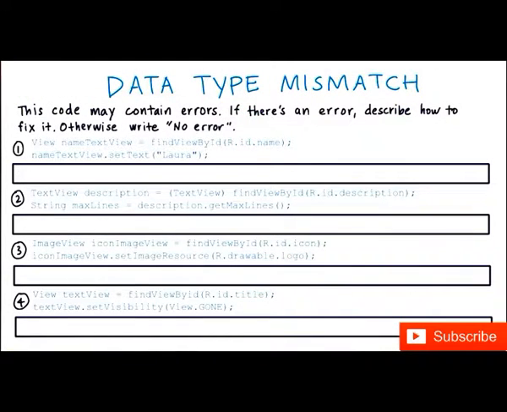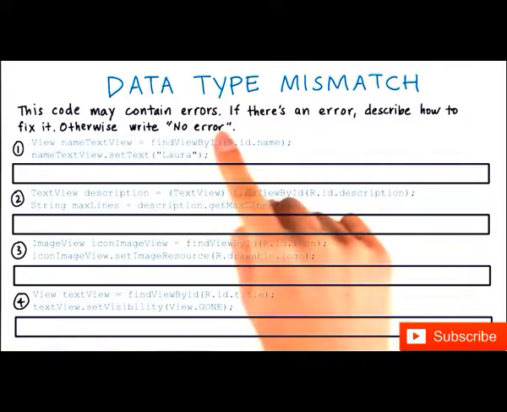Now it's your turn to practice. Below are 4 different code examples. Some of the code may contain errors relating to data types not matching. If you find an error, describe how you're supposed to fix it by writing it in the boxes provided. Otherwise, you can just write no error if the code is perfectly fine.